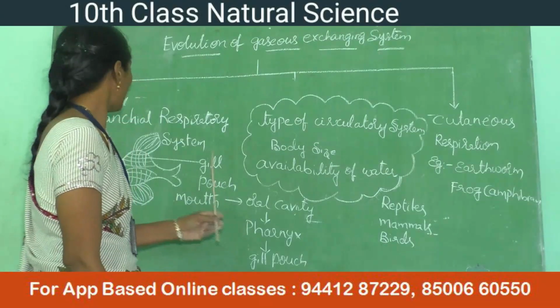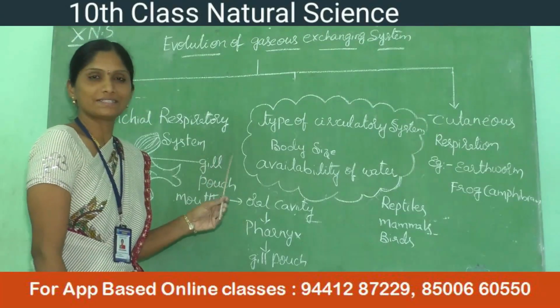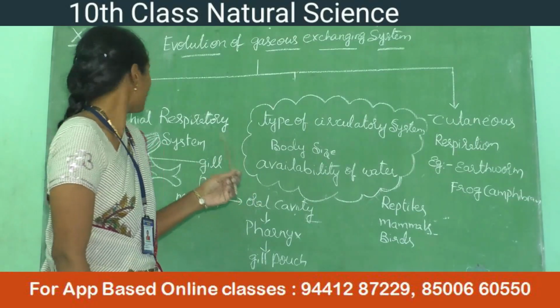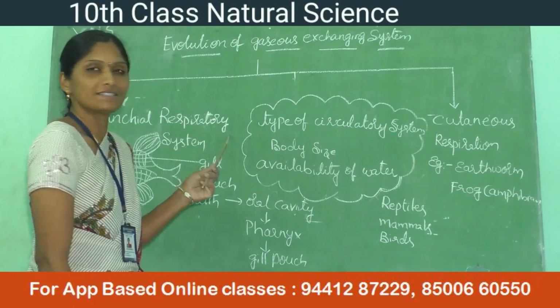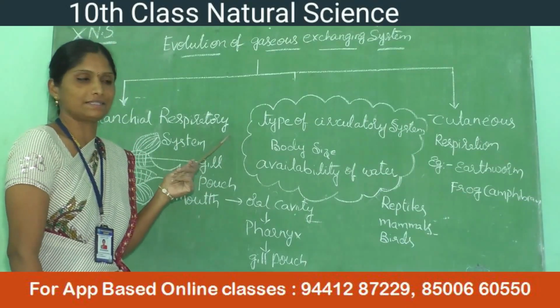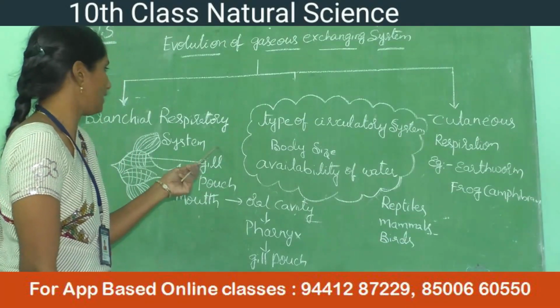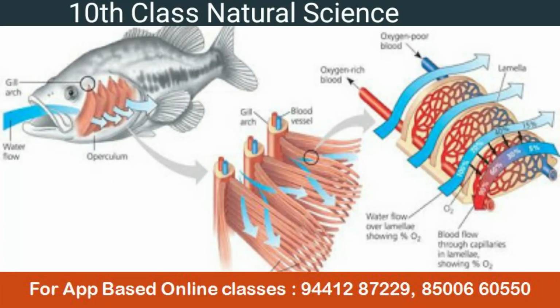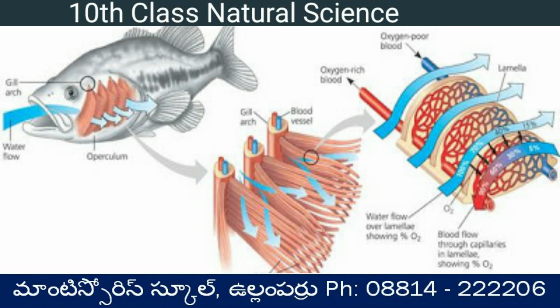Some aquatic organisms like fishes have developed special organs known as the branchial respiratory system. Fishes contain a gill pouch or lamellae. The fish keep the mouth open and close always.